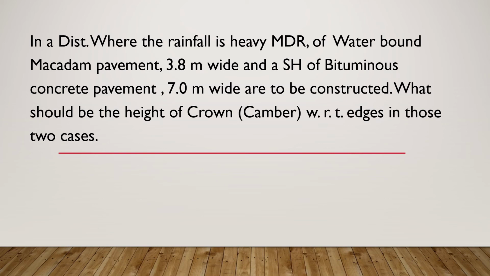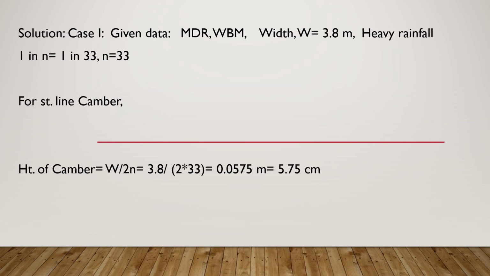Similarly, another problem. In a district where the rainfall is heavy, a major district road of waterbound macadam pavement 3.8 meter wide and a state highway of bituminous concrete pavement 7 meter wide are to be constructed. What should be the height of crown with respect to the edges in those two cases? Solution. Case 1 is a major district road with waterbound macadam, and the width of the road is given as 3.8 meter in a heavy rainfall area.